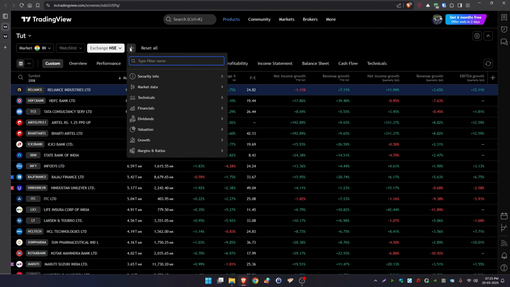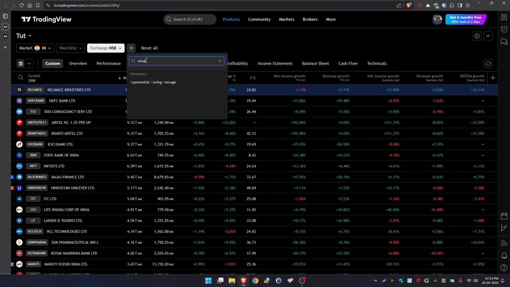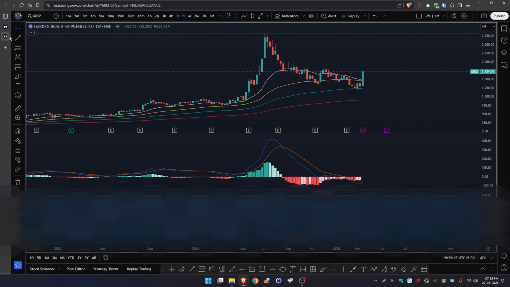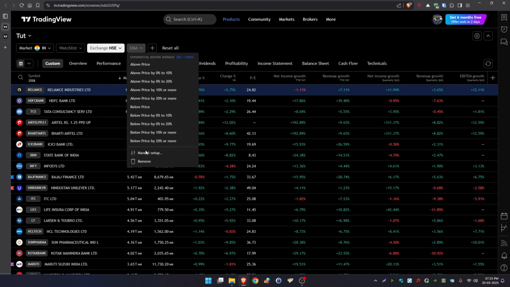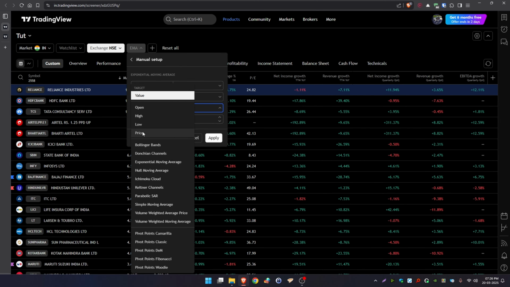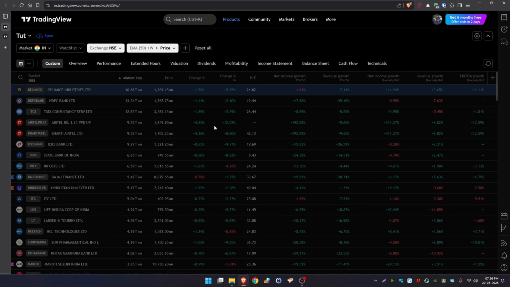To put in a filter, you click on plus and you enter. The filter that we'll use is an EMA. We will use a 50-day moving average, which is on the weekly time frame. 50-day moving average on the weekly, and where was it trading? It was trading above the price. So what would this be? The condition. What is the condition that you'll put in? 50 on the weekly time frame. Condition is above what? Above price, and apply.